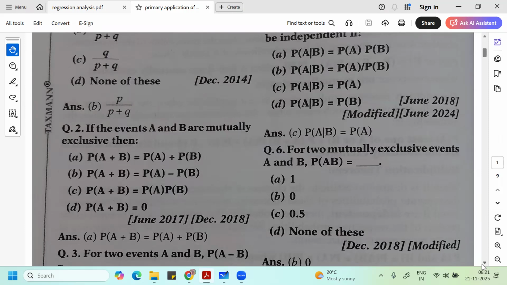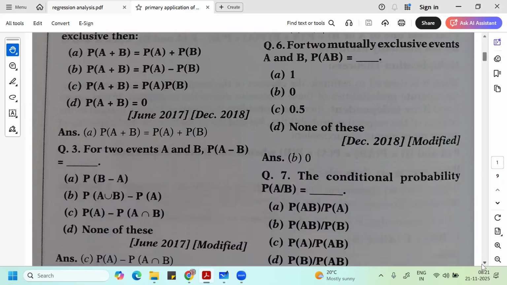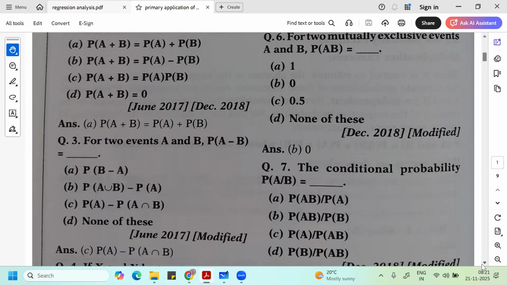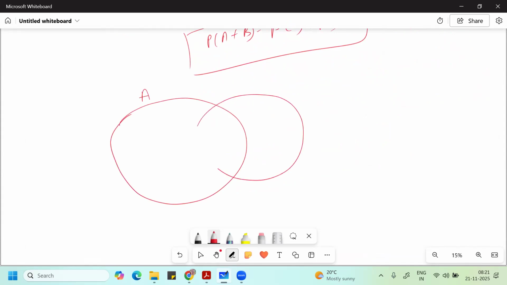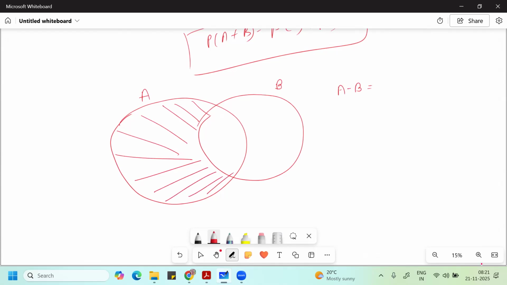Then for question number 3, for the two events, what is A minus B? A minus B means the part of A which is not the part of B. Suppose this is event A and this is event B. So A minus B is basically this region. It is basically A minus A intersection B. That is A minus B.